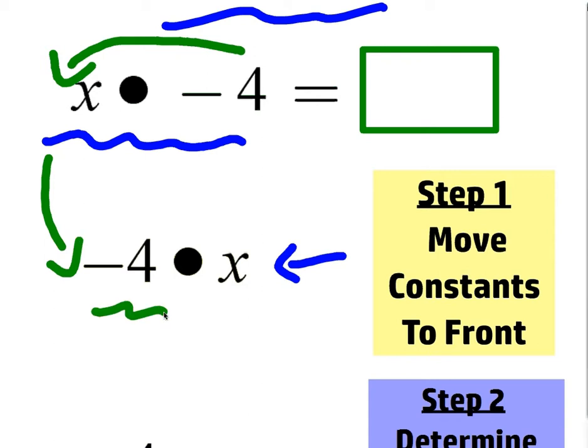Why can we do that? Because of the commutative property of multiplication. The order in which you multiply numbers does not matter.